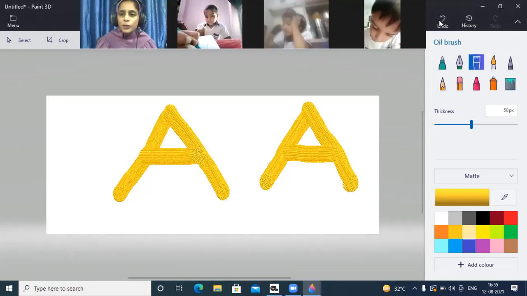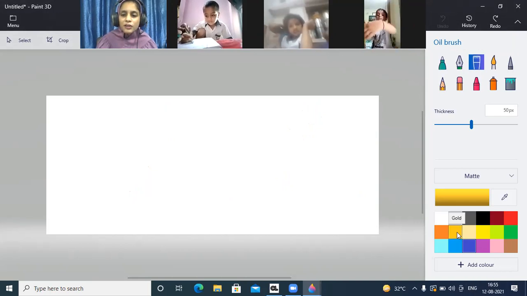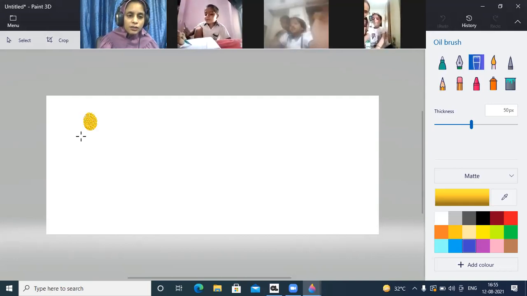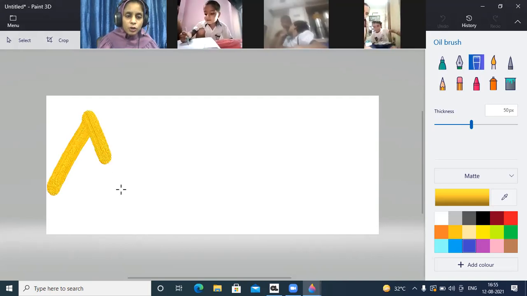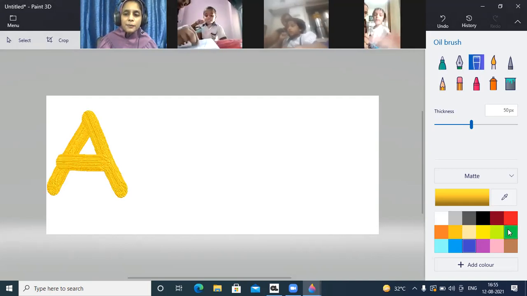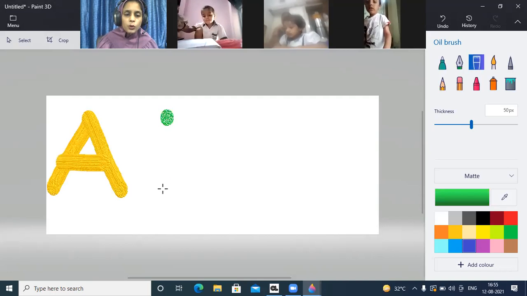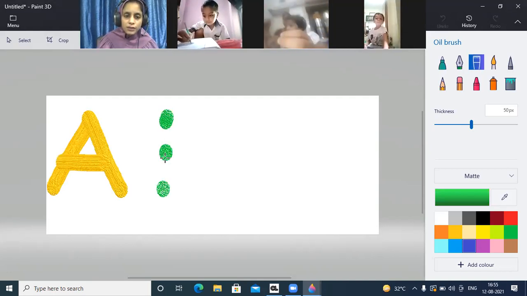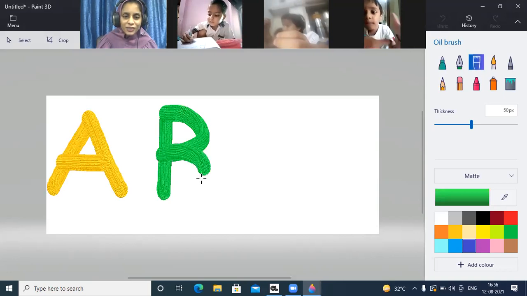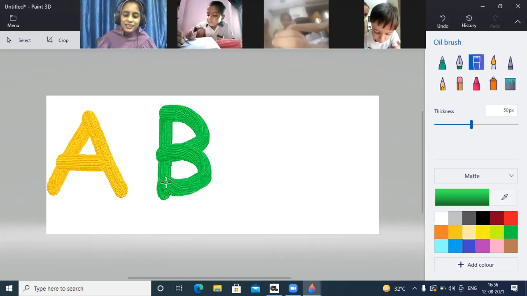Chalo, let's make some colorful A's for you. So, one slanting line down. Again, one more slanting line from the top and sleeping line in the middle. Letter A. Which letter is this? A. Now, after letter A, what we have to write? Letter B. So, three dots are given. You have to make one standing line. Then, half laddu. And one more half laddu makes letter B.